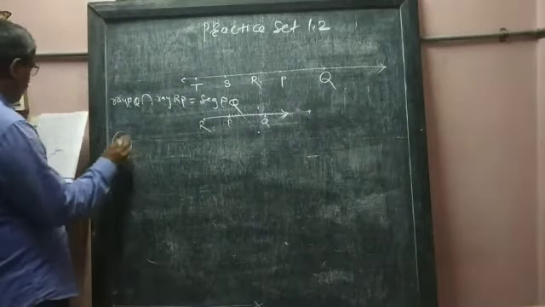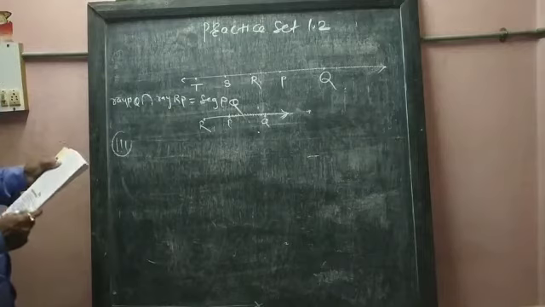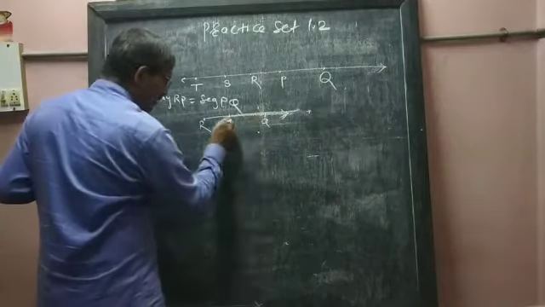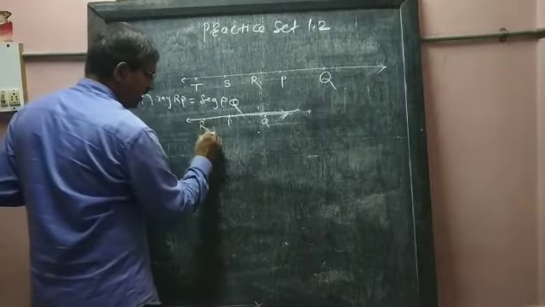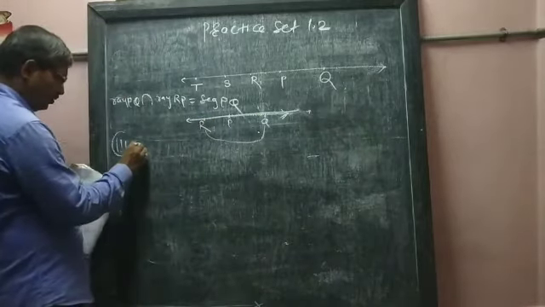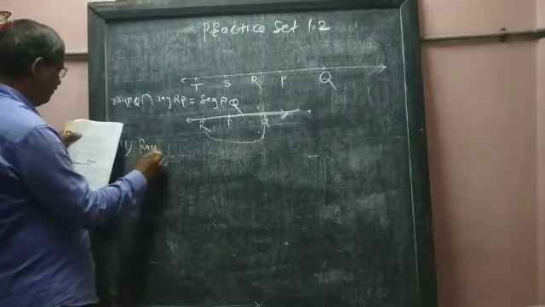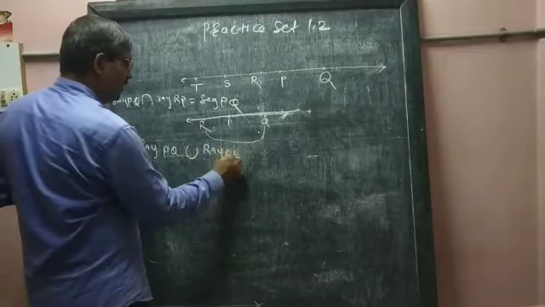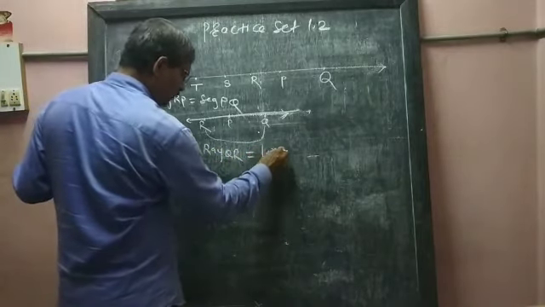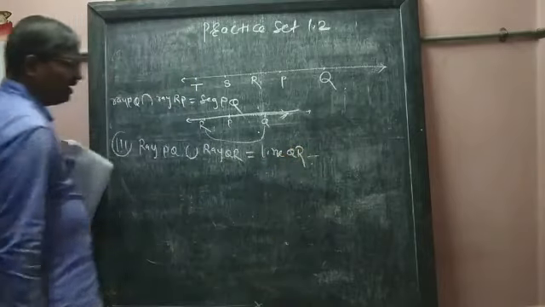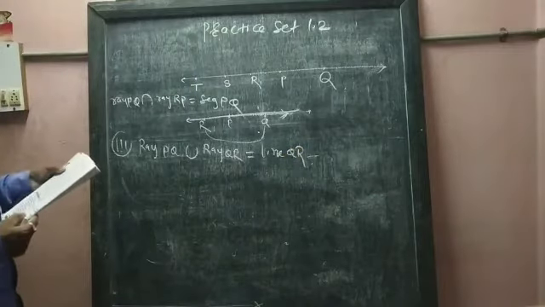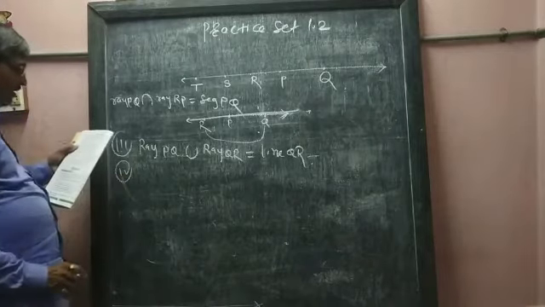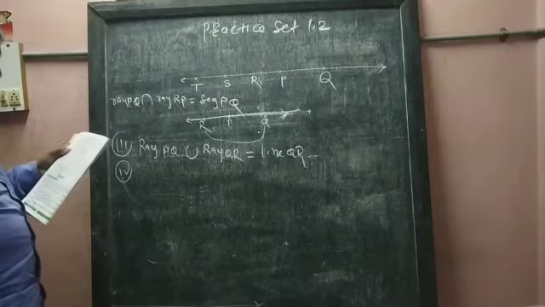Now I am going to take question number 3. Write the union set of ray PQ and ray QR. Ray PQ and ray QR, the union set becomes line QR. So just write ray PQ union ray QR is equal to line QR. It forms a simple line.